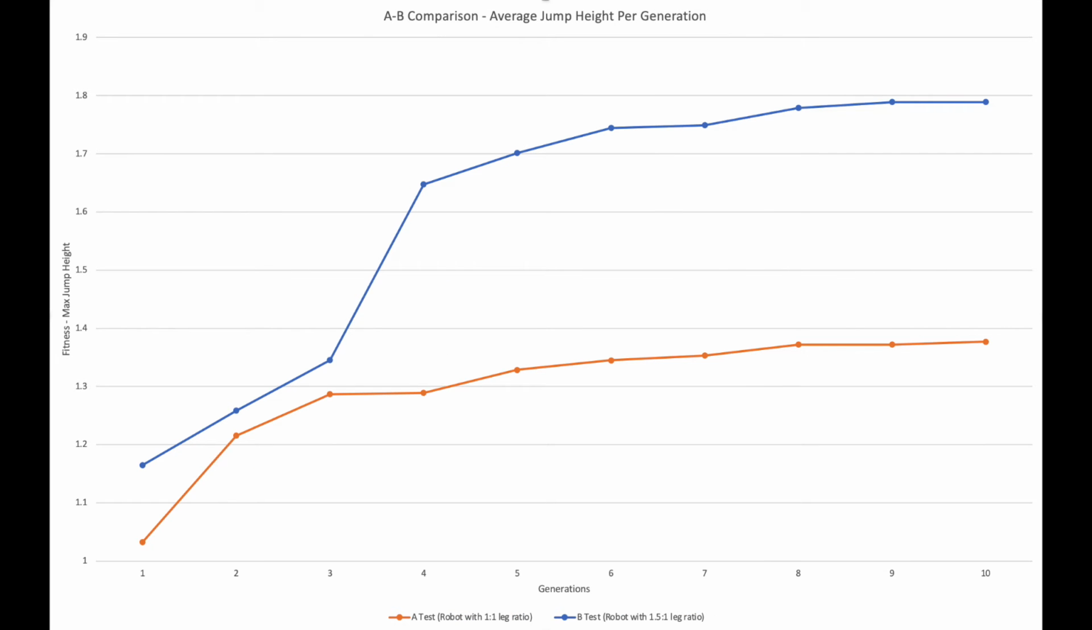We can also see this on the composite of both the A and B test. Each of these points represents the average fitness for each generation for each test. From this graphic, it is clear that the B test robot with the wider leg base was able to jump higher, but both tests exhibited a similar rate of change throughout the 10 generations.